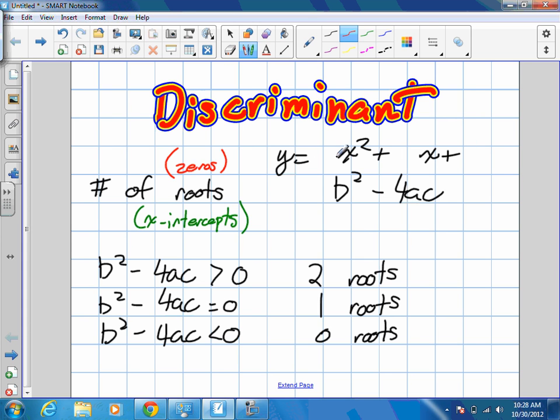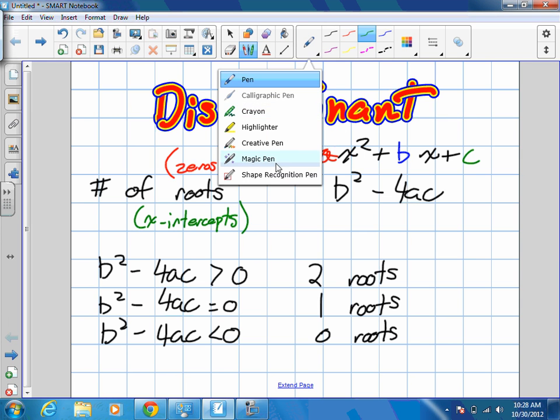So we have our a, we have our b, and we have our c. The only way we can use the discriminant is if our equation is in standard form. So in other words, if we're not in standard form, we have to get to standard form. We'll have to expand and simplify either vertex or factored form to get to this. The reason we use this, again, is to find out the amount of zeros or x-intercepts.